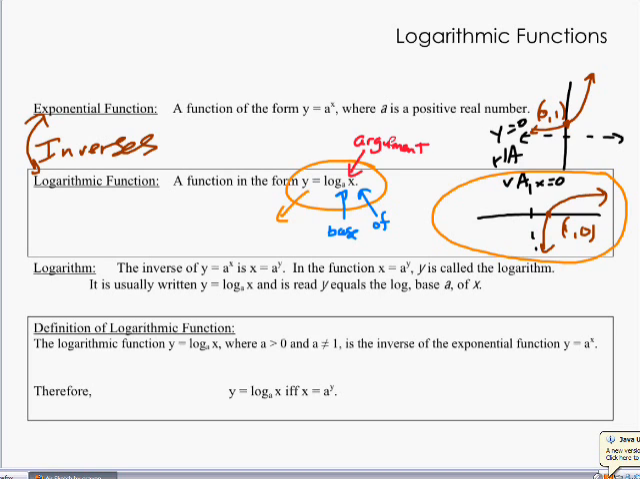The y is called the exponent. I'm sorry, the y is called the logarithm.